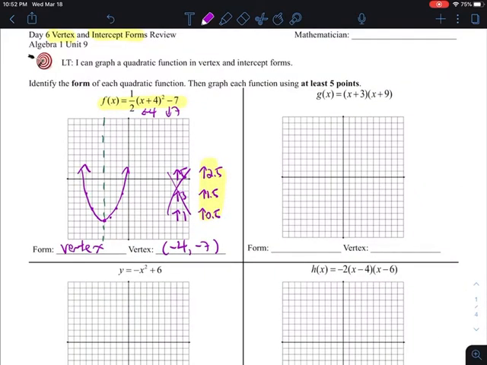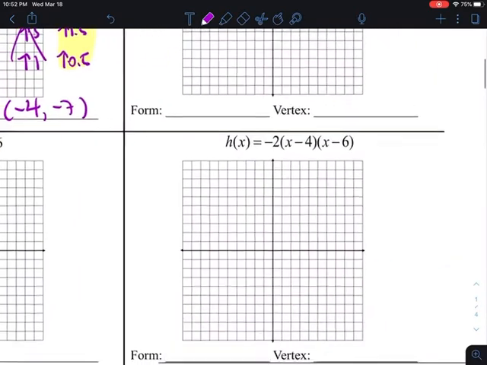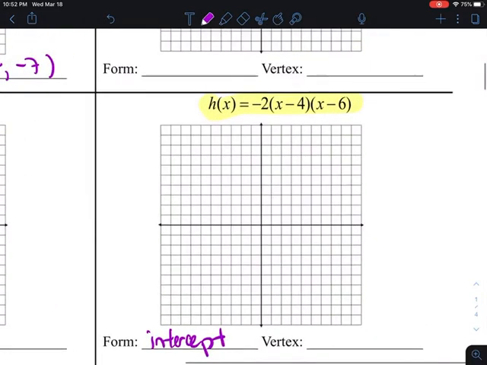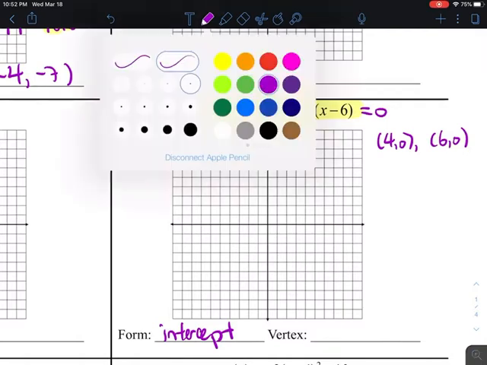And then let's now look at an example of intercept form. Let's actually go over here with h of x. So this is my equation that I'm working with. This is written in intercept form. Okay, and then how do we find the intercepts? Because we'll need those to find the vertex, right? We can just set this equation equal to 0, and then we see that our intercepts are going to be at (4, 0) and (6, 0).